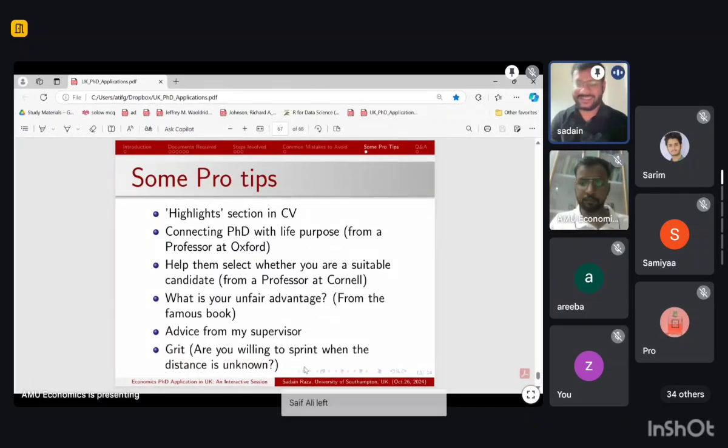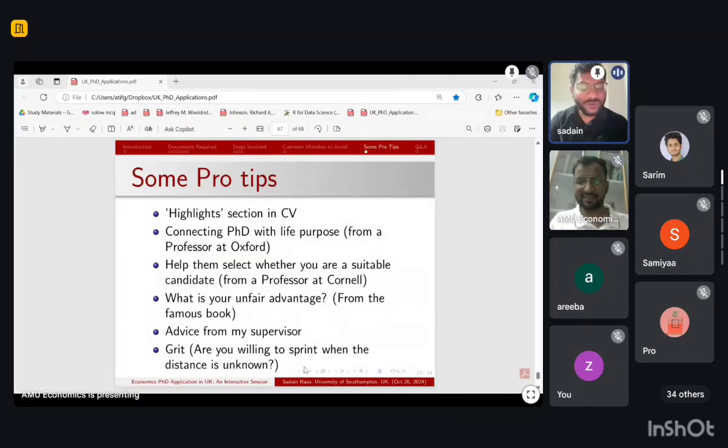And the last thing is grit. That is the most important thing, is grit. And it is not only in your PhD application, it is in academia. You have to be ready to face frustrations, because even in your PhD things will not work. You will not know the skills, you will be badly frustrated.